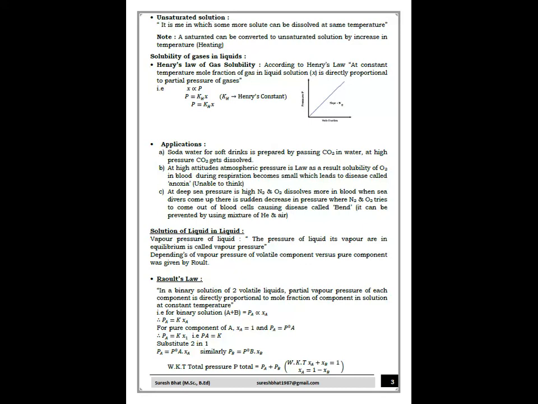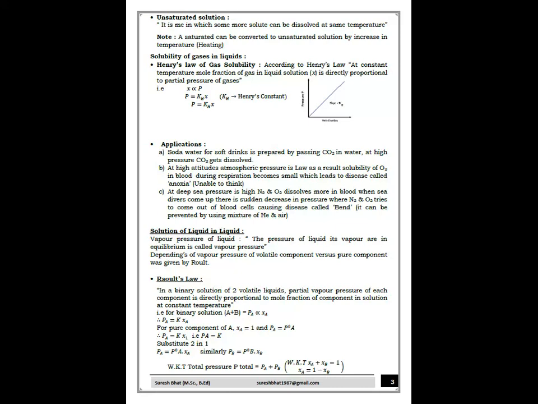If a solution contains the maximum amount of solute, then we say it is a saturated solution. If the solution contains less amount of solute, then we say it is an unsaturated solution. Now there is a key point, that a saturated solution can be converted to unsaturated by increasing temperature. I think you might have observed this in your day-to-day life. Say I have already added 10 gram of sugar in 100 ml of water. I am going to add one more gram, which is not going to dissolve.